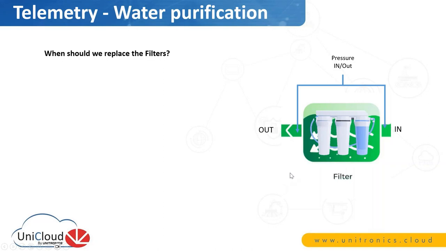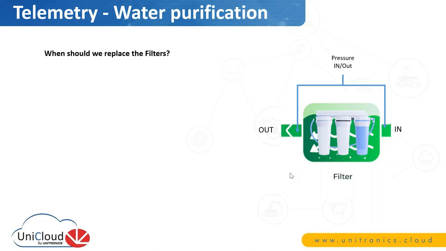Because A, I want to keep the quality of the water. B, I want to be able to control the water flow. It means that I have an obligation to give my customer a certain volume of water. And C, I want this machine, this plant, to be maintained correctly in order to keep taking care of the equipment, to have a longer lifespan. And D, I want my salespeople to know that they need to push and sell new filters to these customers.